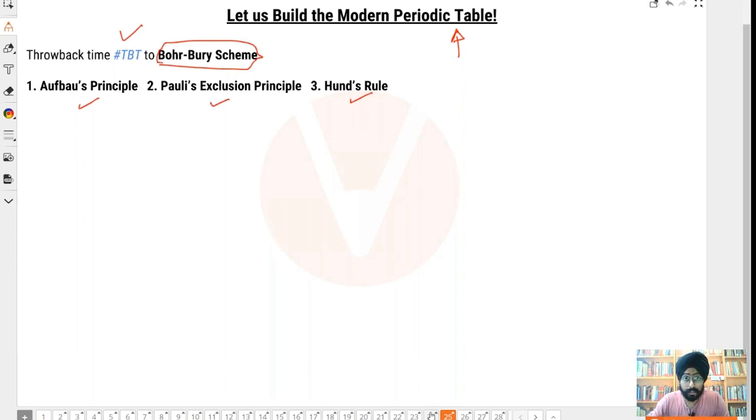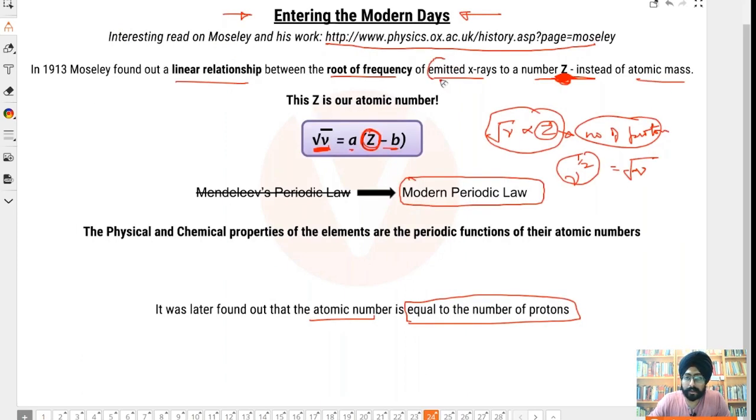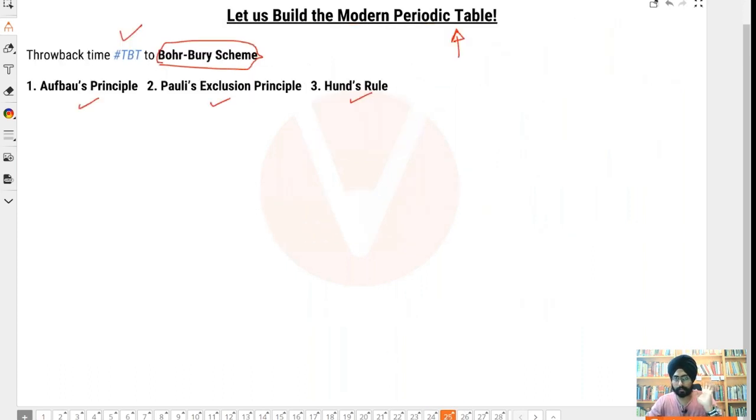This is the frequency of emitted X-rays. He did X-ray spectroscopy, something like that. The X-rays that were emitted by different elements were proportional to a new number, which is the atomic number. To read more about his work, you can follow this particular link, which you can deal with later after this class. Since we have dealt with it already, I'm not going to spend a lot of time on it.